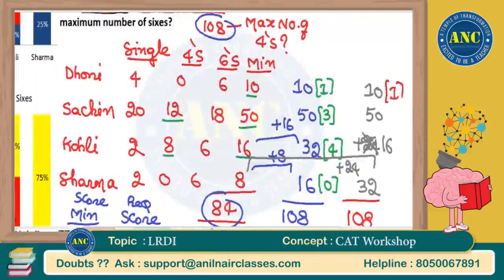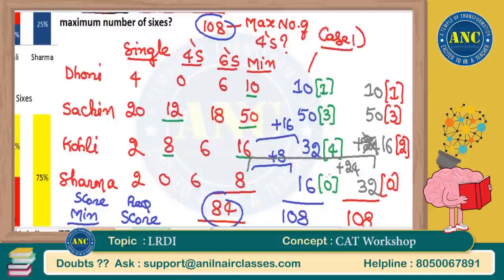For 10 there will be 1 four, for 50 there will be 3 fours, for 16 there will be 2 fours, so it is 2, for 32 there will be no fours, so it is 0. That means if I take this case 1, who has hit the maximum number of fours? Case 1 is giving you Kohli. If I take case 2, who has hit the maximum number of fours? Maximum number of fours is coming from 50. 50 is Sachin.